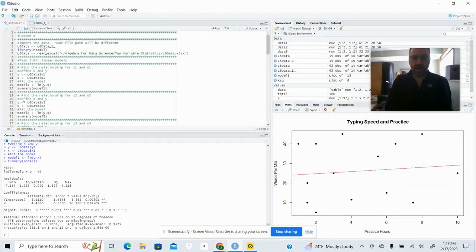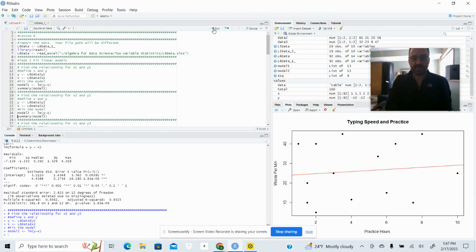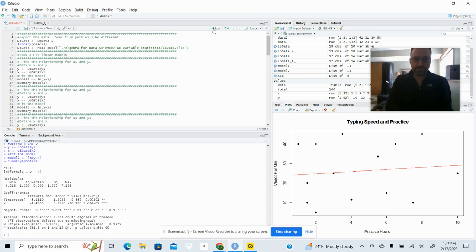We just fit our linear models. So I just called x and y, the y is the y2, x is the x2. And then I said model 2 is a linear model of y is approximately related to x. And then here is the summary of the model. So in looking at this, it would be y equals negative 5.11 minus 4.46x.